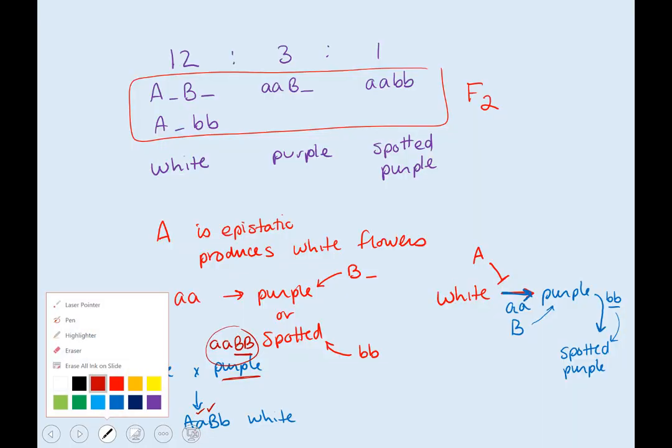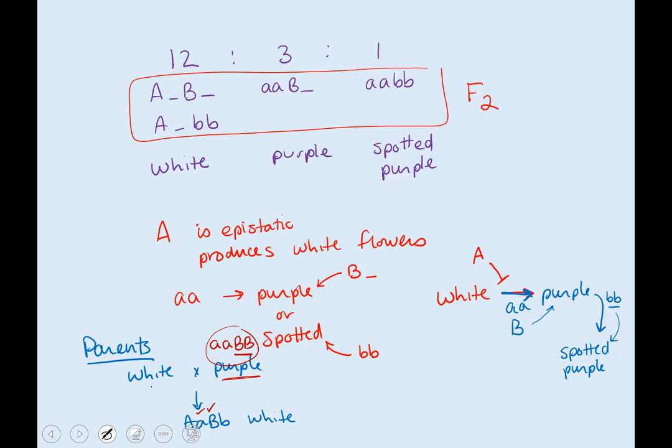Oh, I just turned off the screen. So to get this white parent, I need a big A allele, and I need a little B allele. And I know they have to be homozygous because they're true breeding. So that, or these, are the genotypes of the parents.